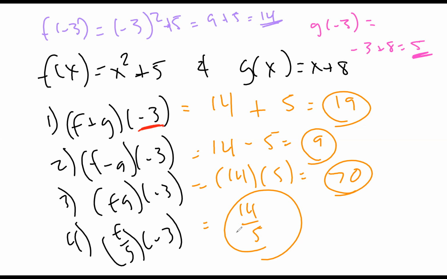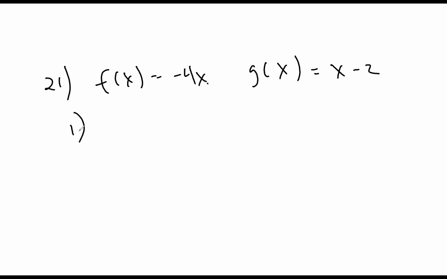Okay, so that was 20. We're now on 21. Yeah, so we are almost done. Fantastic. All right, so number 21. The question says f of x equals -4x and g of x equals x minus 2. And what I need to do, step number 1, is find f plus g of x and its domain.